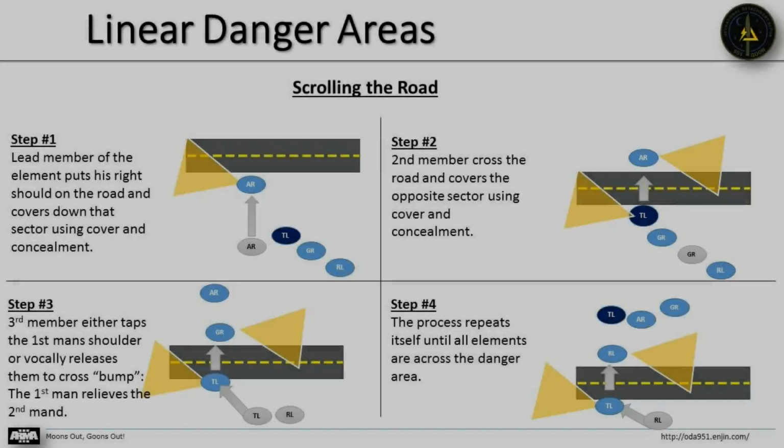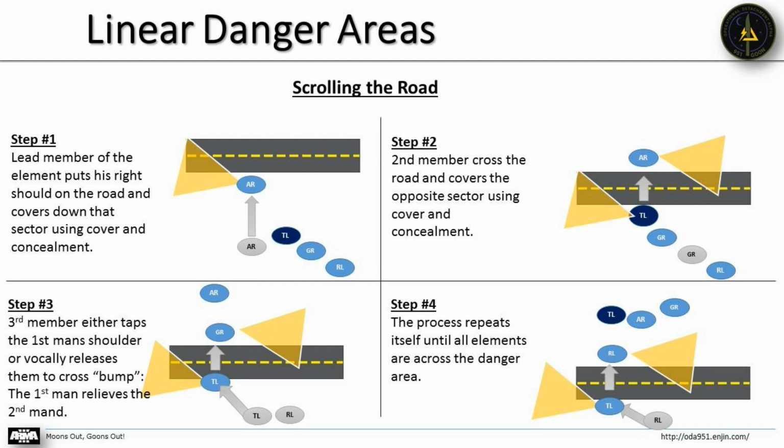The next technique we will cover is scrolling the road. The term scrolling the road derives from the U.S. Army's 75th Ranger element that puts their scroll patch towards the road when pulling security. The first soldier in the element moves up and puts his right shoulder to the road, pulling security down that side of the road. Second member in the fire team moves up and then bumps the first soldier to the far side of the linear danger area.